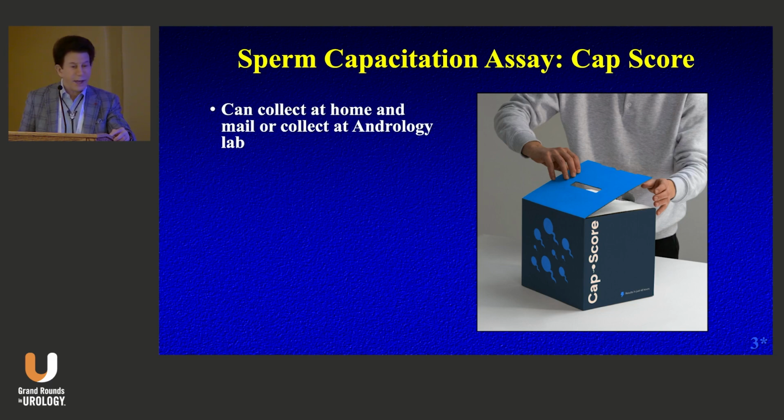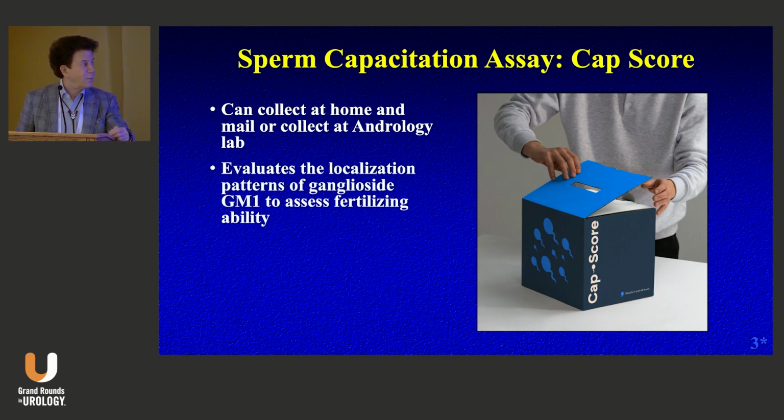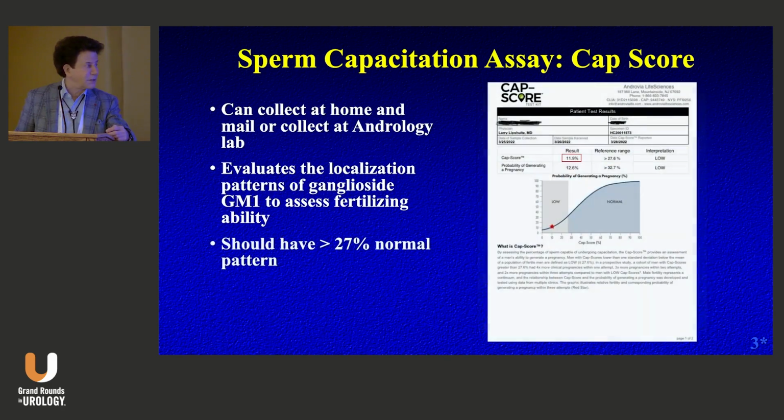This is called a CAP score. We do it quite frequently. We mail it out from our laboratory, but if you're seeing somebody and you're interested in running the test, you can just give them the website. We have little coupons, and they go on and the company sends them a kit at home. It evaluates the localization of a specific chemical, a ganglioside, that becomes effective when the sperm are capacitated.